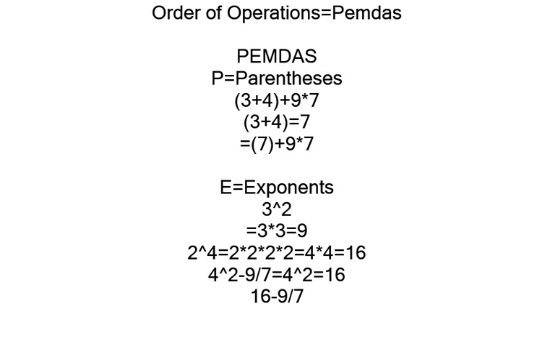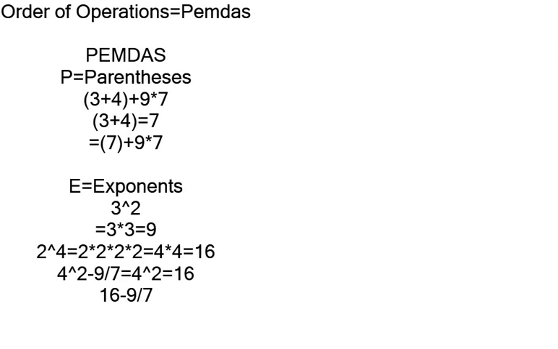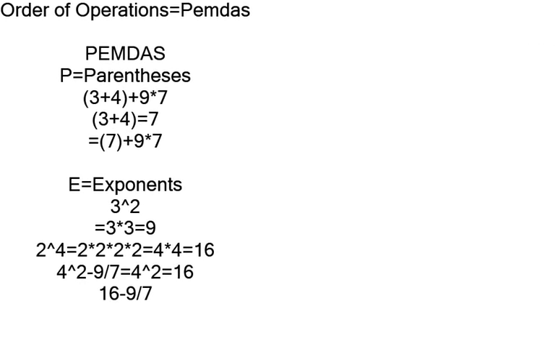Let me quickly move this to the side so we have more room. For the next part, we're going over M and D. Multiplication and division go together, meaning you do both of them at the same time. If there's a division and a multiplication, let me show you. So next is multiplication and division.